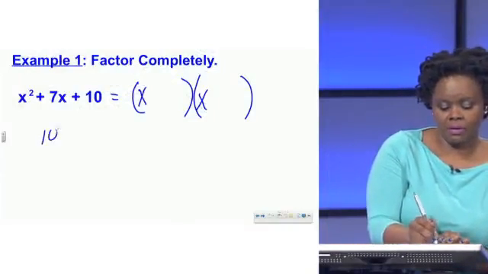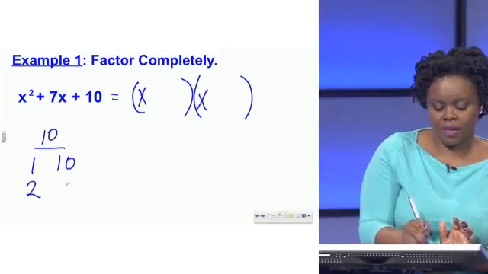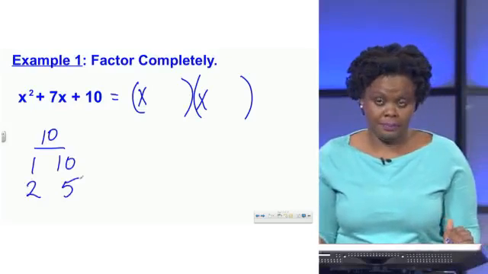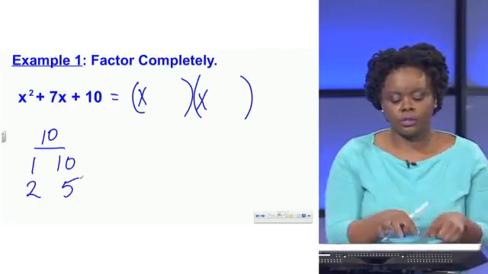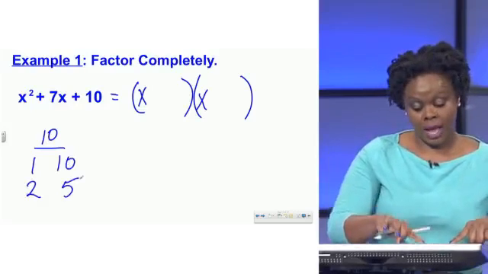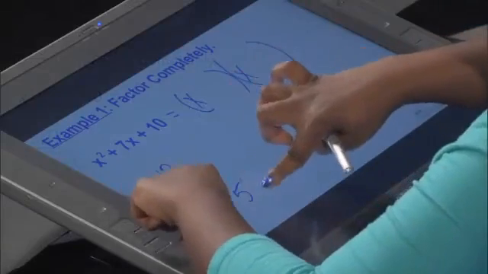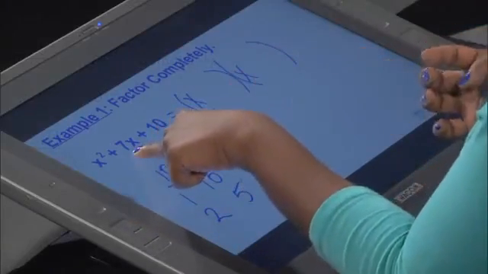Okay, so I'm going to come over here. I'm going to factor 10. 1 and 10, 2 and 5, and that's it for 10. Now I've handled knowing what numbers have a product of 10. Now I need to decide, out of these pairs of factors, how could I combine either of these pairs to get 7? Okay, so this is what I mean.